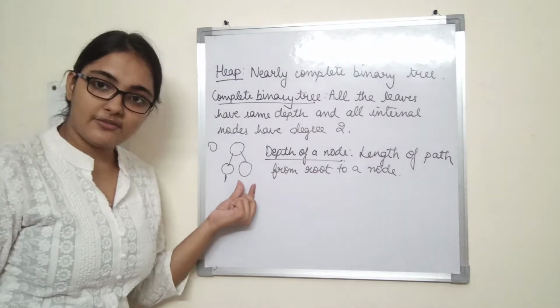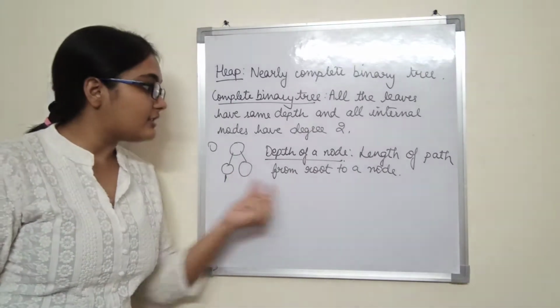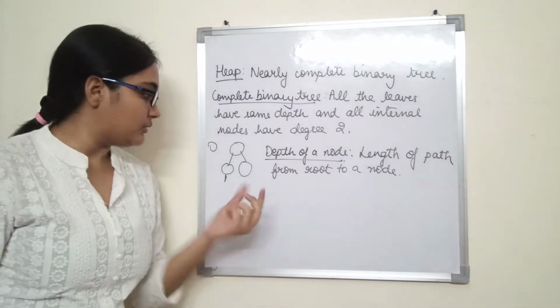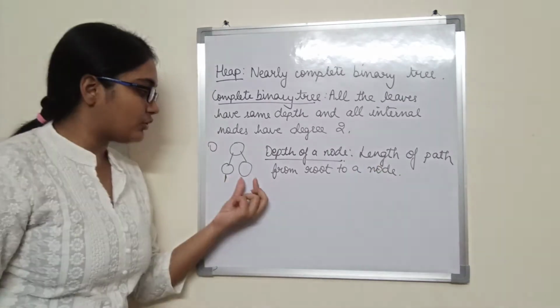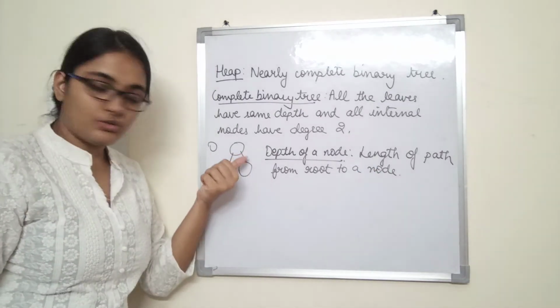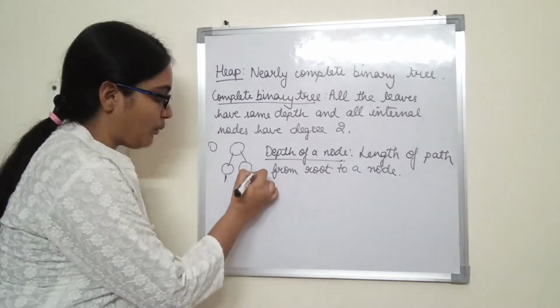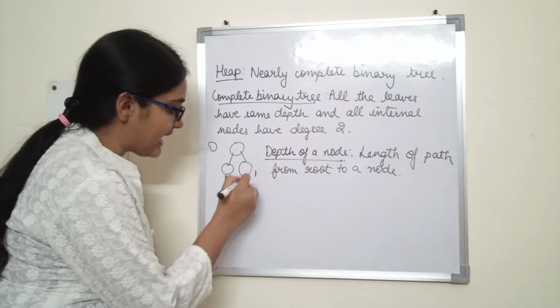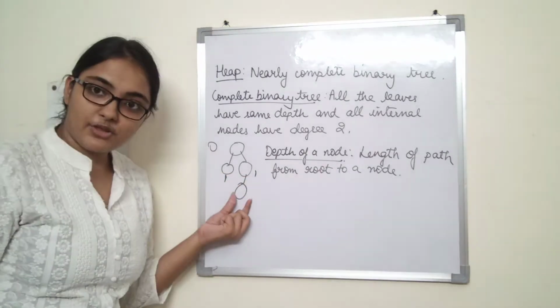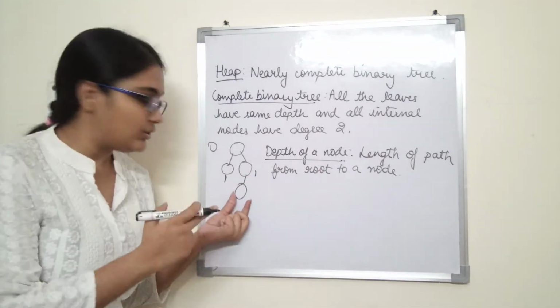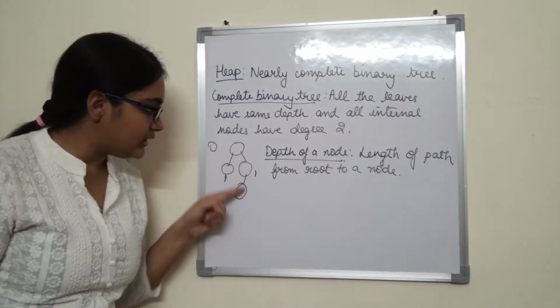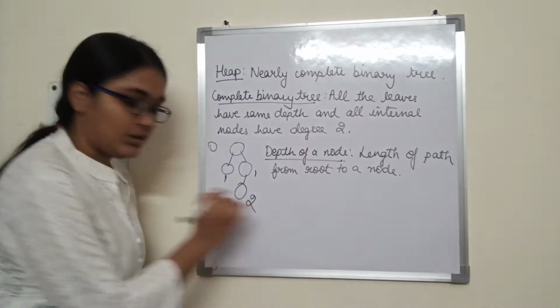Alright. What is the depth of this node? Depth of this node is also length of path from root to a node. So what is the length of path from root to a node? Root is here. This node is here. What is the length of path? 1. So this is the depth of node. If I add even one more node, what is the depth of this node? The length of the path from root to this node. What is the length of the path? 1, 2. So this is at depth 2.